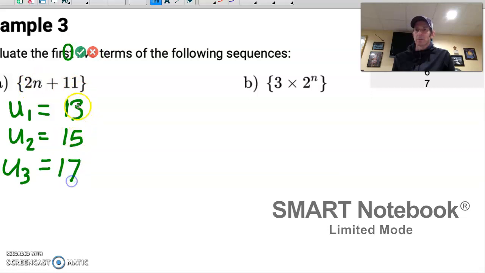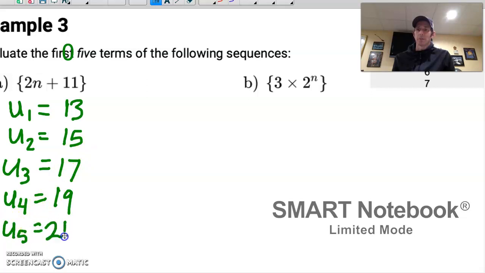You will probably notice that there's a trend here, so I'm going to now actually shortcut this because each of these seem to be going up by 2, so I'm going to guess that this would be 19, and the fifth one I'm going to assume would be 21. 1, 2, 3, 4, 5 terms. We want to do the same thing over here. I'm going to change my color. I'm getting a little bored with the green.